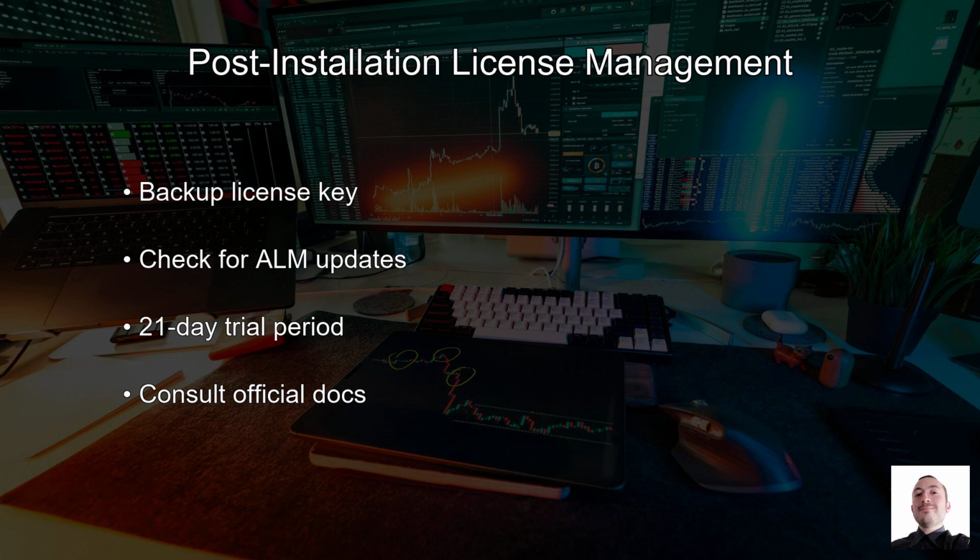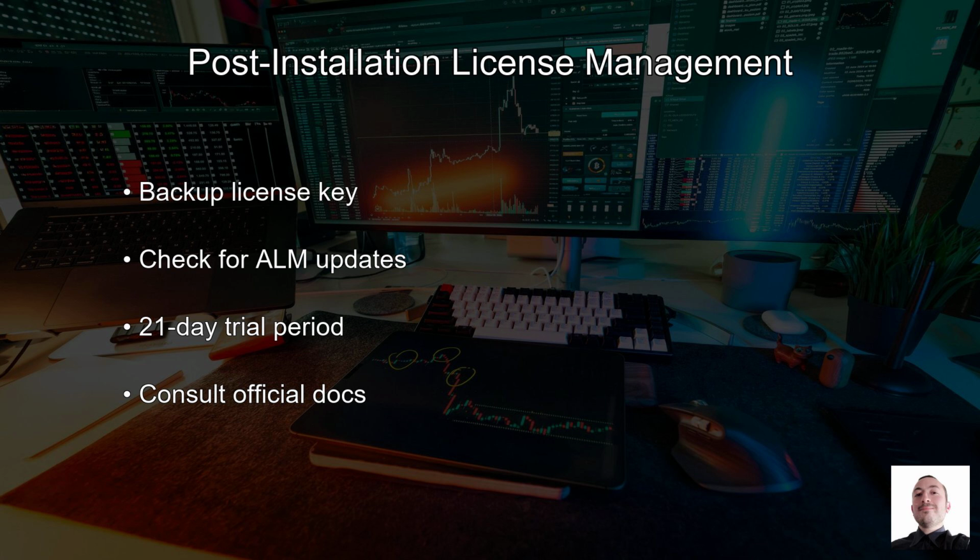Now that you've successfully transferred your license using Automation License Manager, let's discuss best practices for post-installation management. First, always keep a backup of your license key in a secure location. This ensures you can quickly recover if something goes wrong. Next, periodically check for updates to Automation License Manager itself. Manufacturers often release updates that can improve functionality or fix bugs. To do this, open Automation License Manager, navigate to the Help menu, and select Check for Updates.